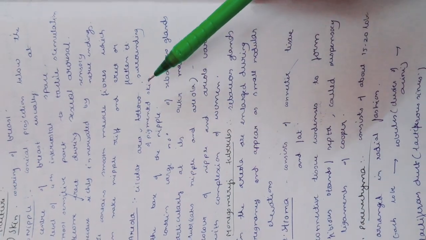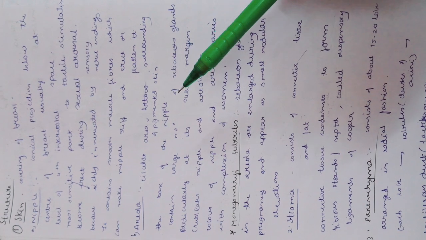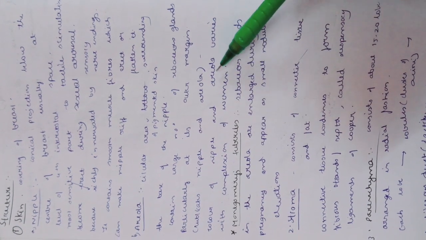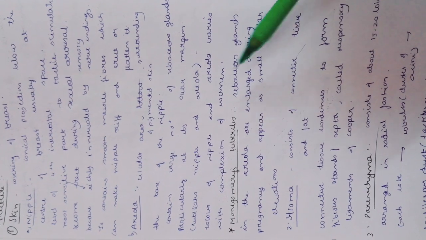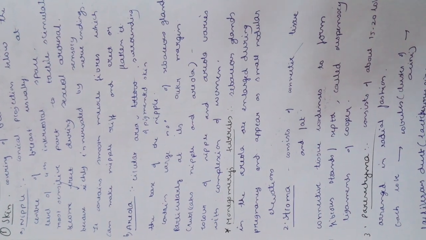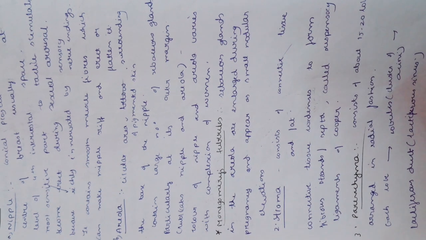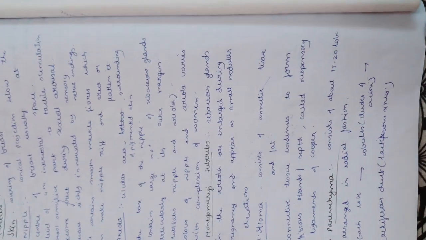So the areola is a circular area of pigmented skin surrounding the nipple, its color varies with the complexion of women. The sebaceous glands at this outer margin enlarge during pregnancy, so appear as small nodular elevations known as Montgomery's tubercles.